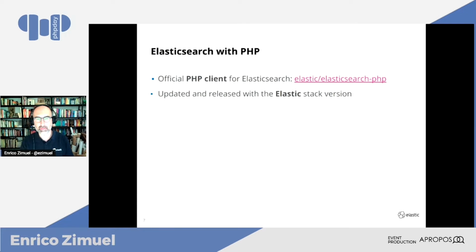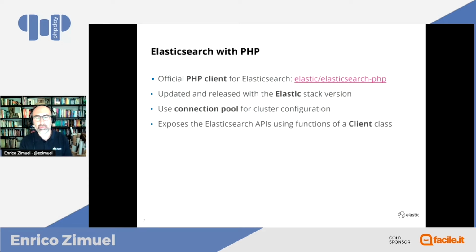It's updated and released with all the stack versions of Elastic. So every time we release a new version of Elasticsearch, we provide a new version of the client. It uses a connection pool inside Elasticsearch PHP. That means you can manage a set of nodes, a cluster of nodes of Elasticsearch, and it exposes basically all the APIs. So all the APIs that Elasticsearch offers are exposed in a client class of Elasticsearch PHP.